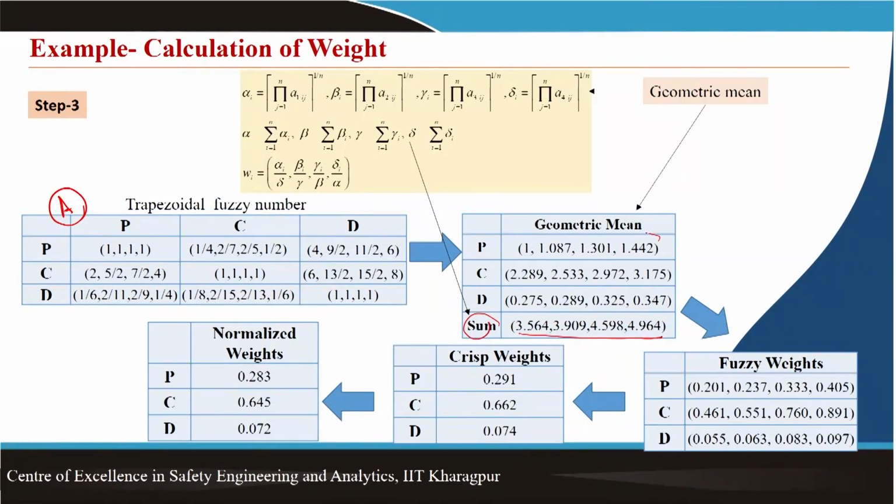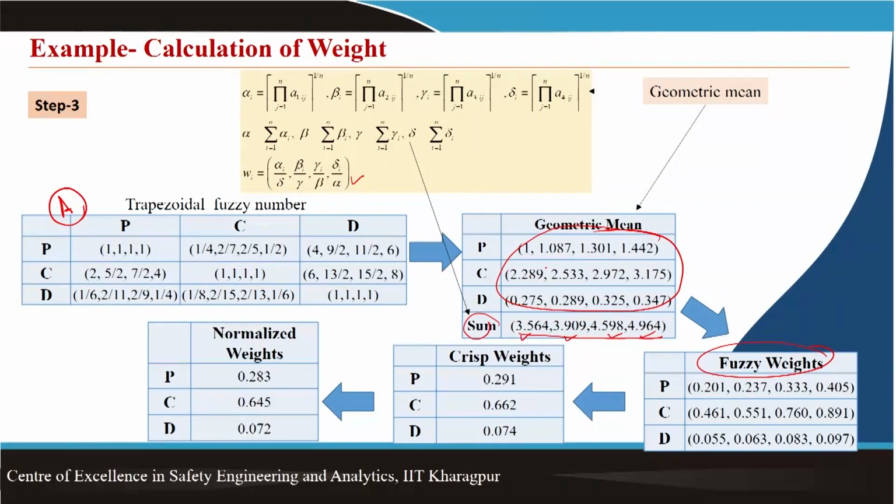So, this is giving you alpha I, beta I, gamma I and delta I, and this sum giving you alpha, beta, gamma, delta, and then after that you want weights. These weights are like this. So, here the fuzzy weights you are computing. So, alpha I by delta. So, what is the alpha I value?